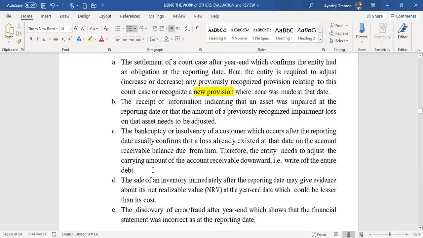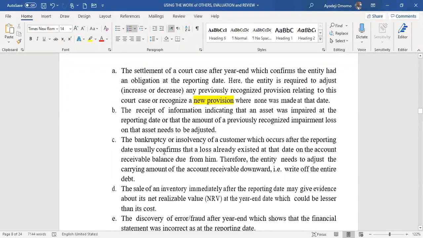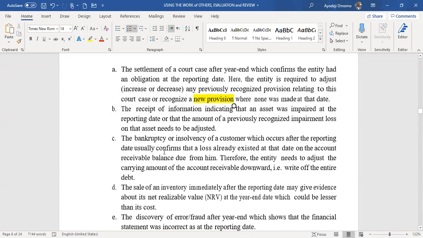Yes, Ayo, you have a question. Okay, sir. You know, the inventory was counted on 31st of December. Let's say 10 million is the value of the inventory at 31st of December. And then on 5th of January, the new financial year, it was discovered that there was a fire. Okay, I think I get it now.